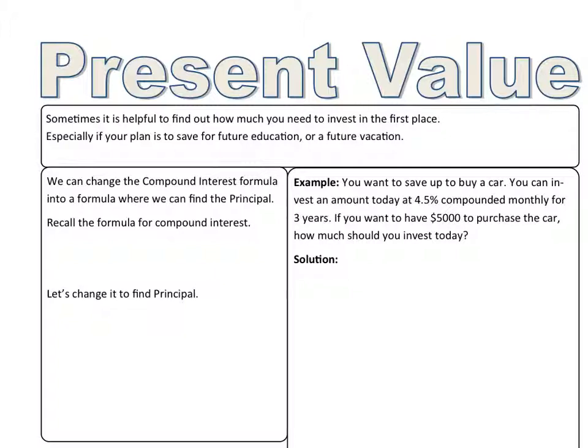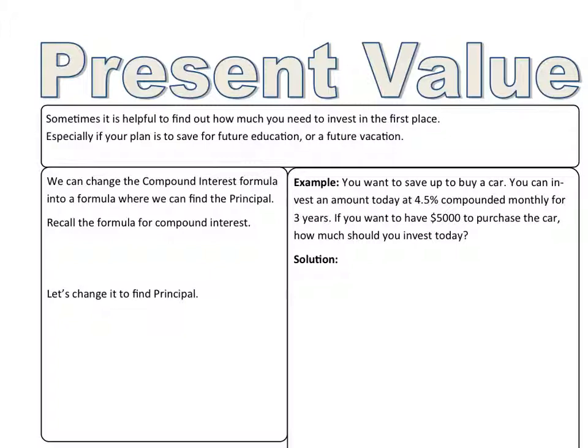Today, instead of finding out what we're going to have in the future, present value looks at this: if this is what we want in the future, what do we need to invest today? So how much do I need to put in the account if I want a particular amount in the future? It's especially helpful if you're planning to save money for future education or a future vacation and you have a set amount that you want to have.